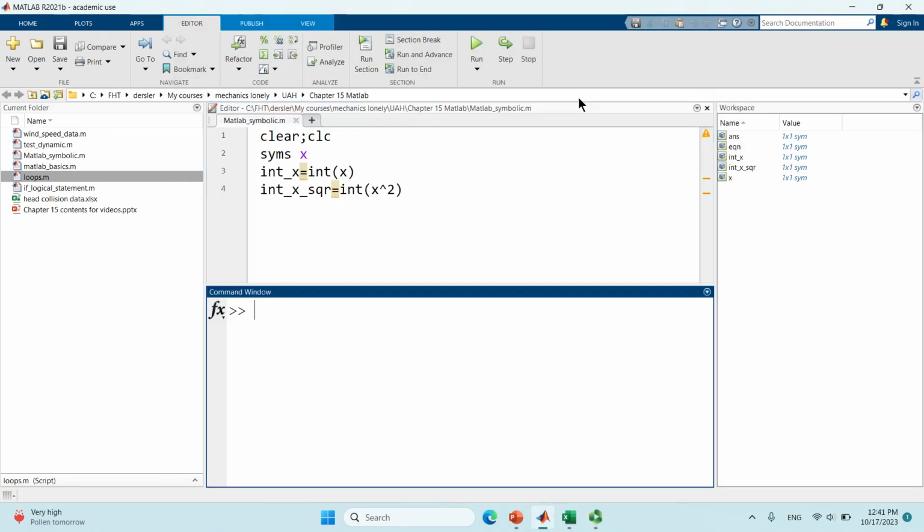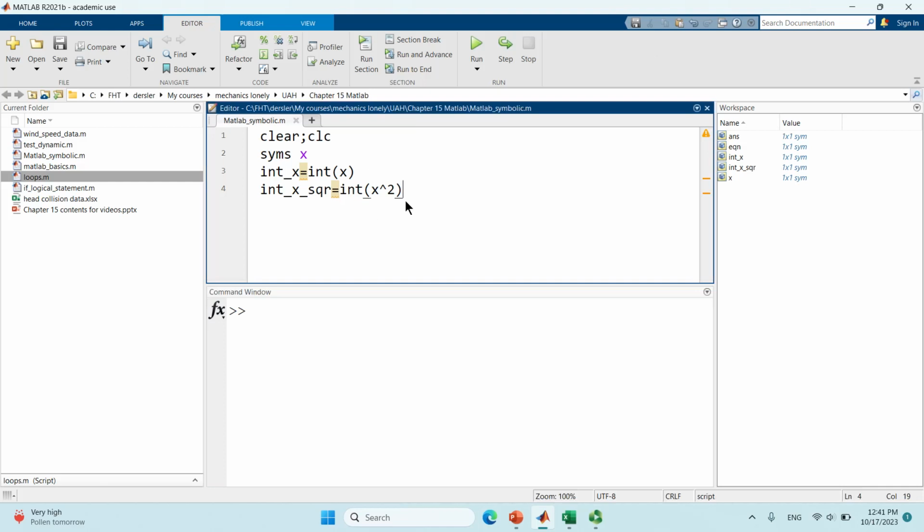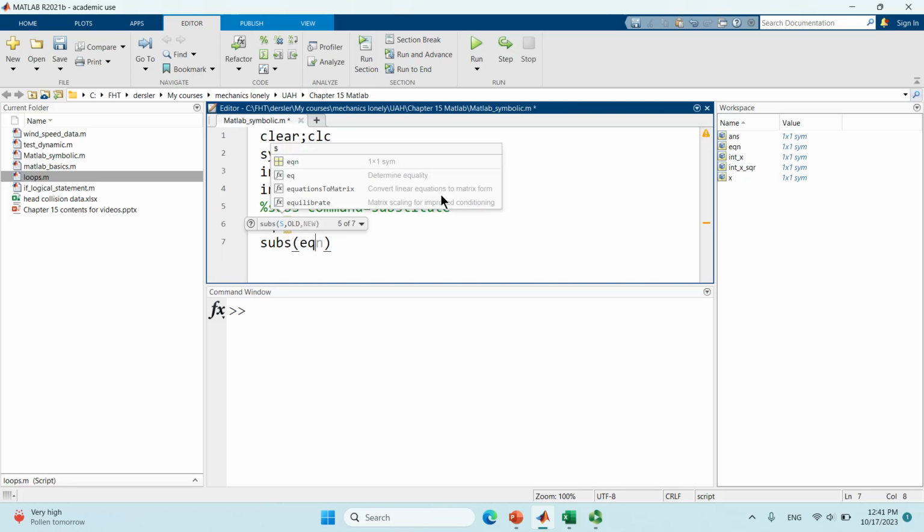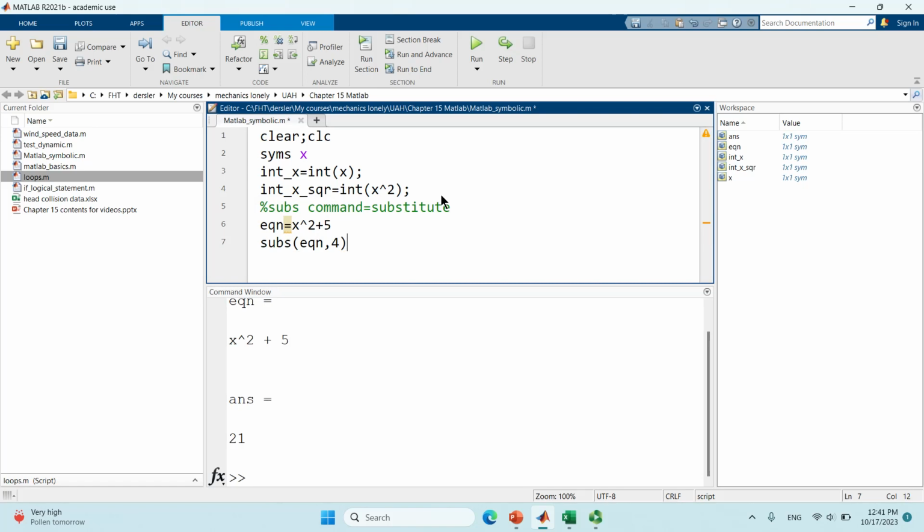Okay, there is one more command that you can use for the symbolic operations, which is the subs command, and this is substitute. Here, for example, I have the equation x squared plus 5, and I can use subs, say substitute equation, instead of x, just substitute 4. Okay, you can say it's 21, or you can say here equation 3. Okay, equation 3 is 21. So this is how symbolic operations work in MATLAB.